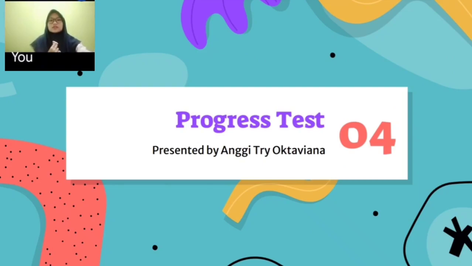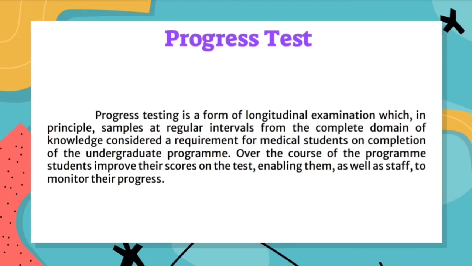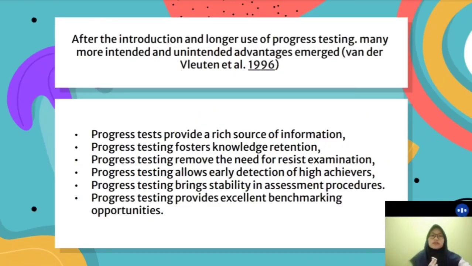The next topic is progress test. Progress testing is a form of longitudinal examination which, in principle, samples at regular intervals from the complete domain of knowledge considered a requirement on completion of the undergraduate program. Over the course of the program, students improve their score on the test, enabling them as well as staff to monitor their progress.